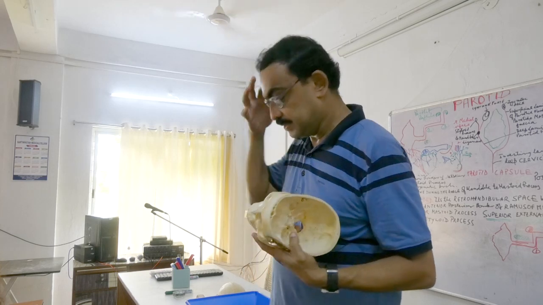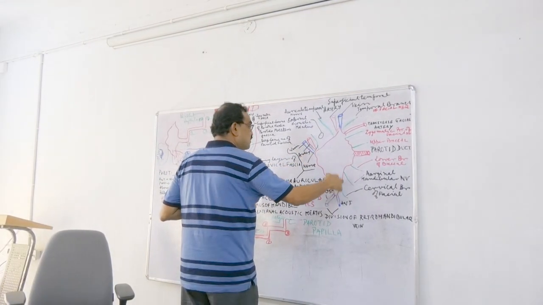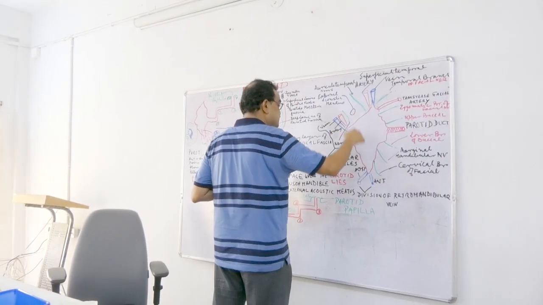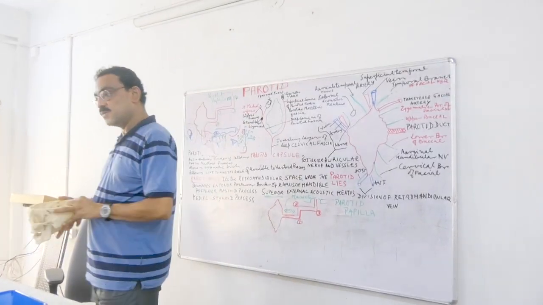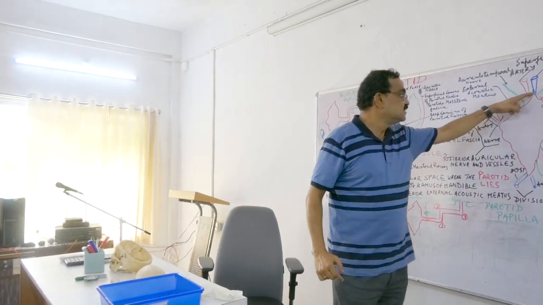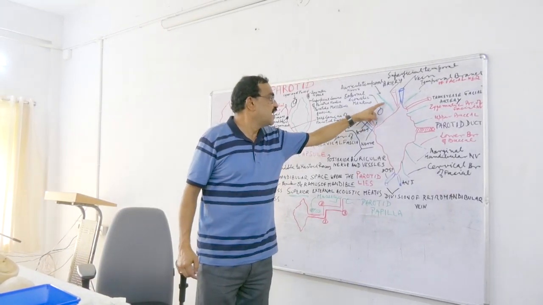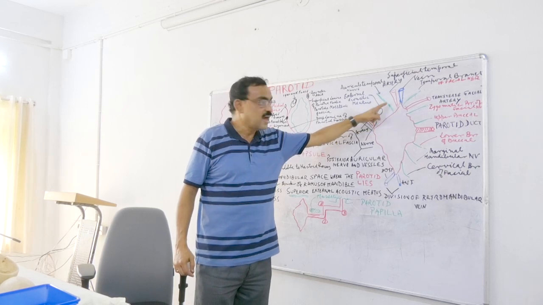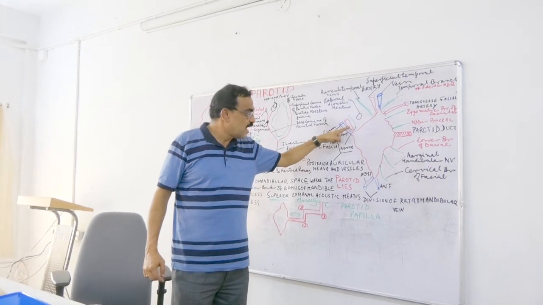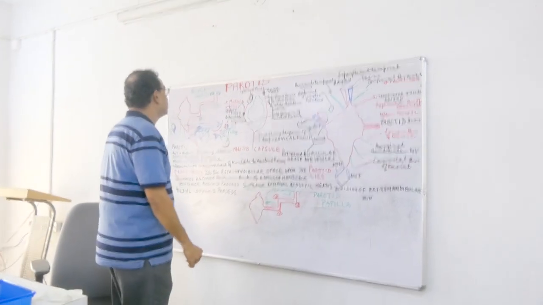Now, what is the shape of the gland? We can see it is triangular or pyramidal in shape. And it has one base and one apex. You can see this is the base. The base is above, around the external acoustic meatus. And below we get the apex of the gland.